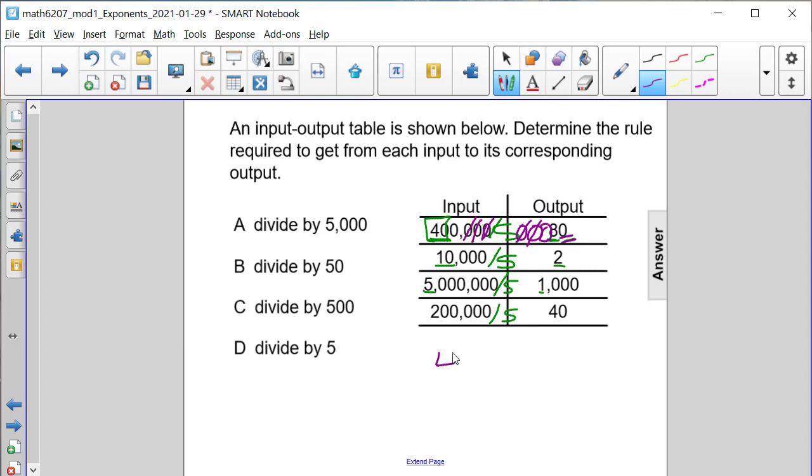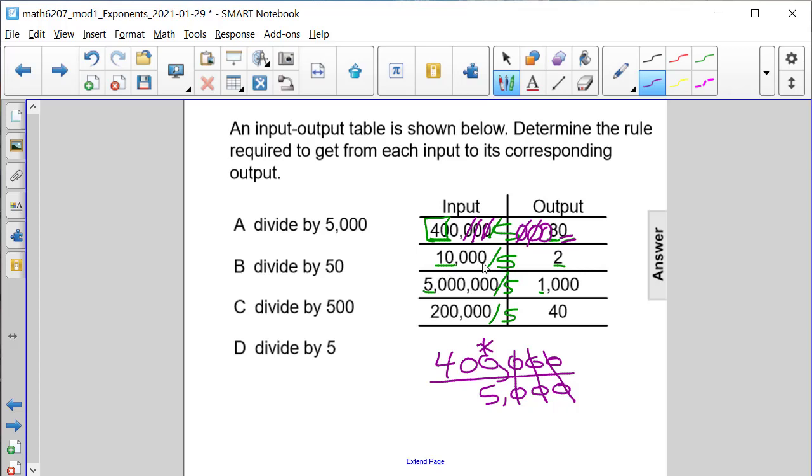So if you did 400,000 divided by 5,000, these zeros would all cancel out, and then you would be left with 40 divided by 5, which is 8, and the extra 0 that corresponds to this one right here. So that indeed does work. So it looks like 5,000 is going to be the number.